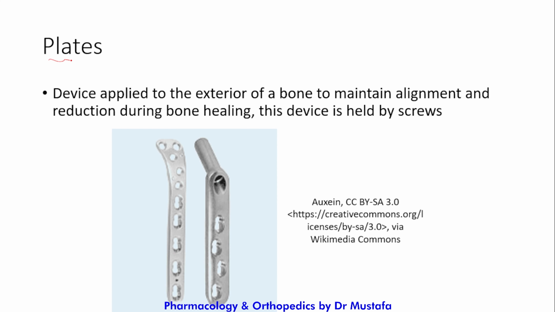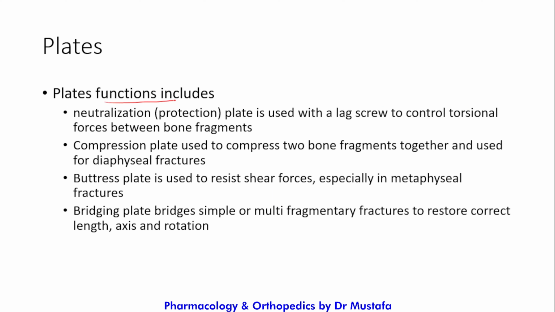Now let's talk about the plates. The plates are devices applied to the exterior part of the bone to maintain alignment and reduction during bone healing. This device is held by screws. And this is the device here. It has many shapes depending on the fracture, and it also has different functions, including the neutralization protection plate that is used with lock screws to control torsional forces between the bone fragments. And we have the compression plate that is used to compress 2 bone fragments together and used for diaphyseal fractures.